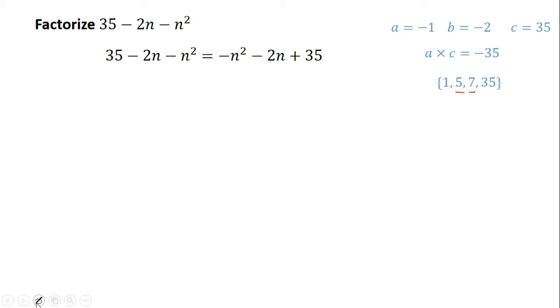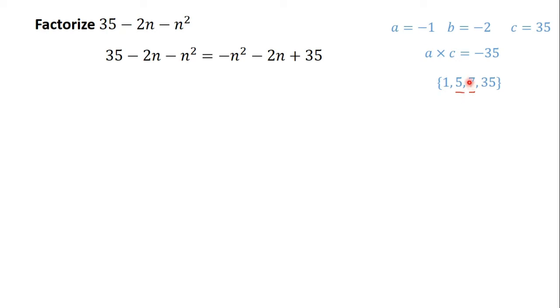But you can clearly see that you have to do some adjustments about 5 and 7 before they can fit the two conditions that we have here. Because 5 times 7 will give us 35, not minus 35. And 5 plus 7 will give us 12, not minus 2. So you will need to do some few adjustments here. Let's look at this.